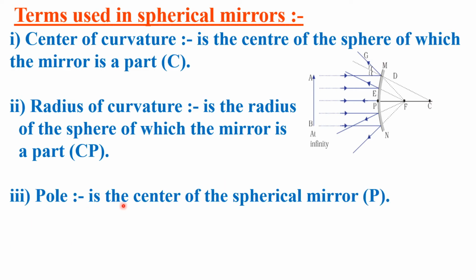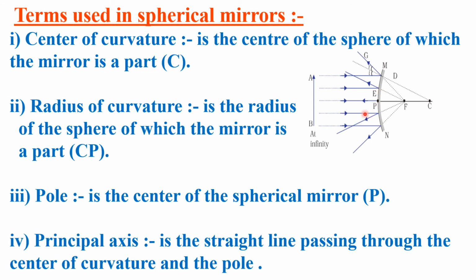Pole is the center of spherical mirror. It is denoted by capital letter P. So MN is the aperture and P is the center of the mirror. Now, next is principal axis. It is a straight line passing through the center of curvature and the pole. See here, this line is the principal axis.